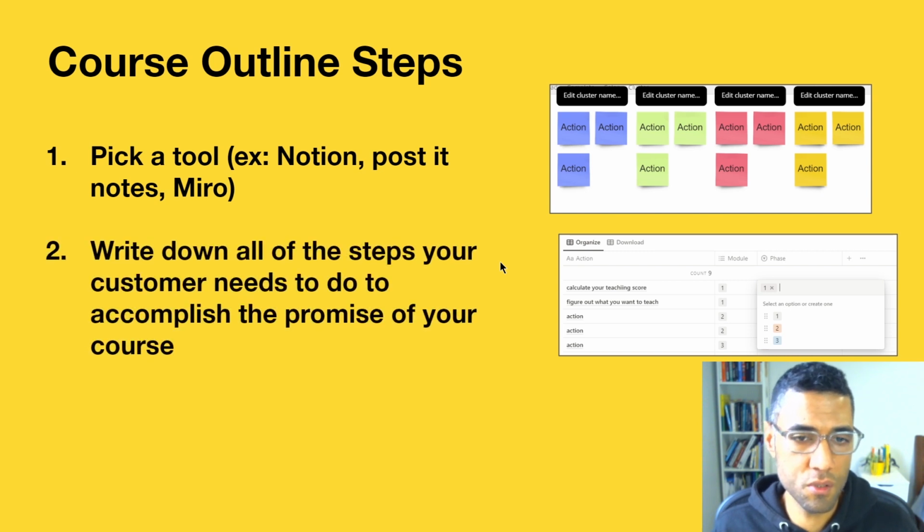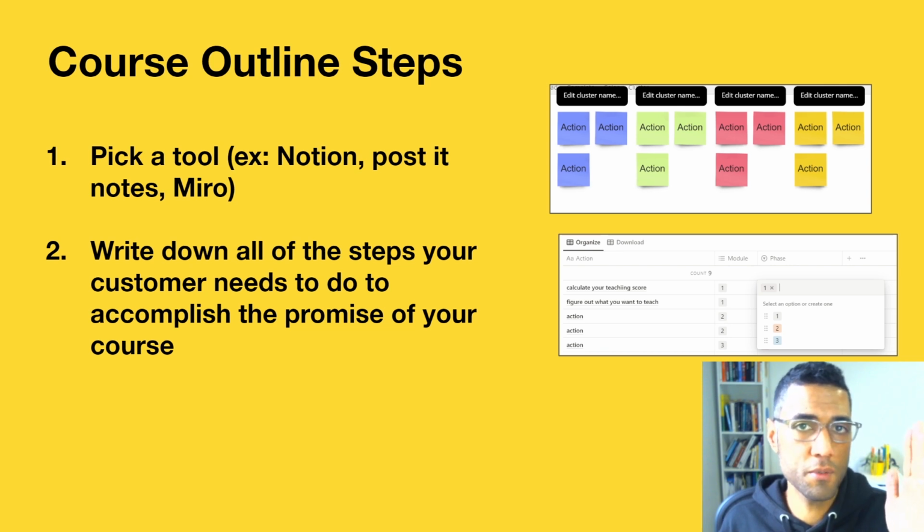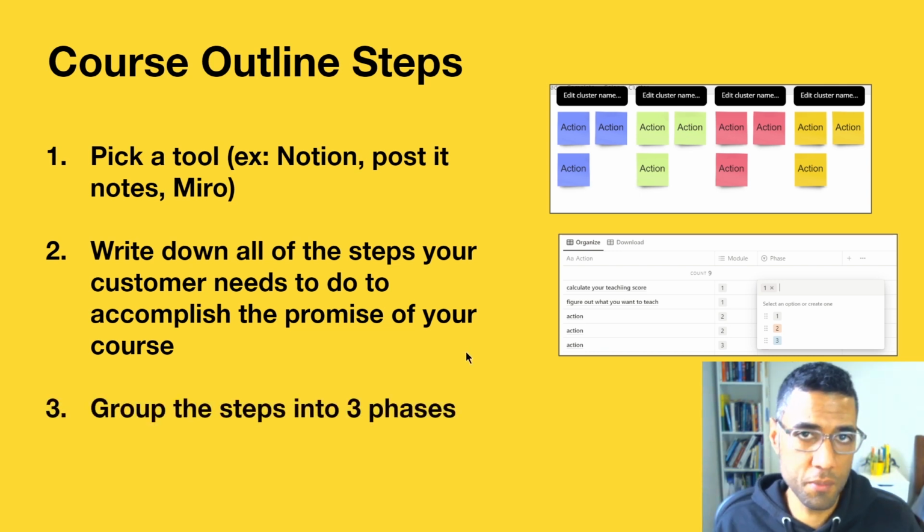The next thing that you're going to do is write down all the steps that somebody needs to do to get from A to Z. So after you've picked the topic that you want to teach, we're simply going to map what are all the steps that someone has to complete to get from here to here. What are all those steps? That's the second part. And then the third part is simply to group these steps into phases and modules so that it creates the structure for your course.